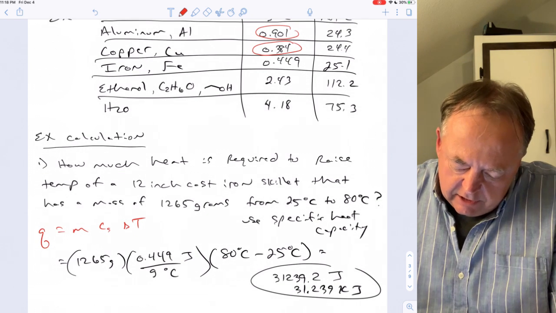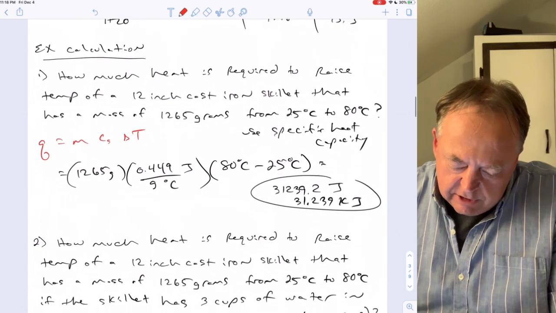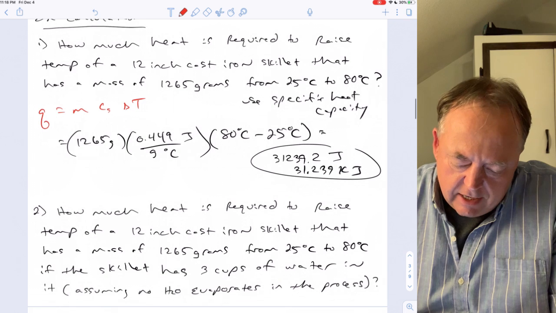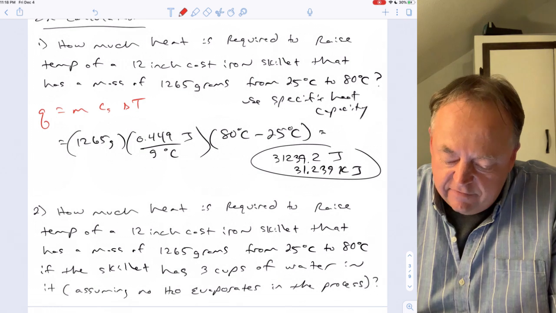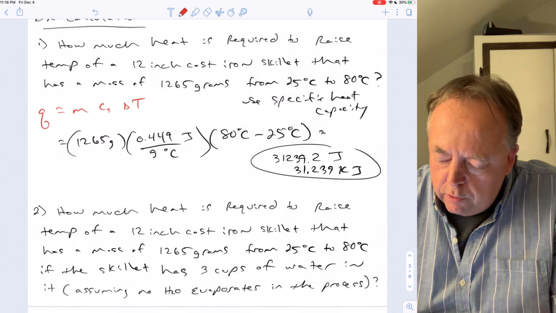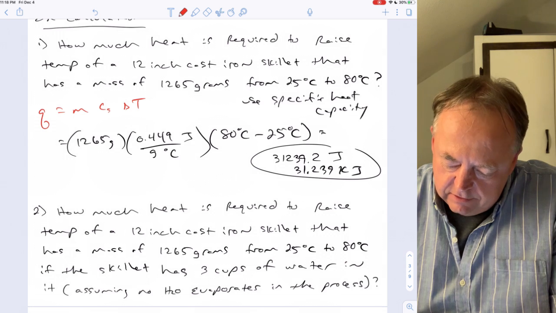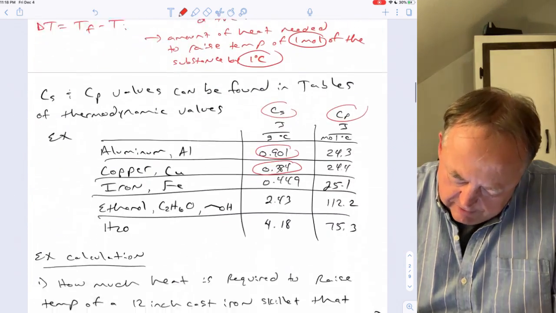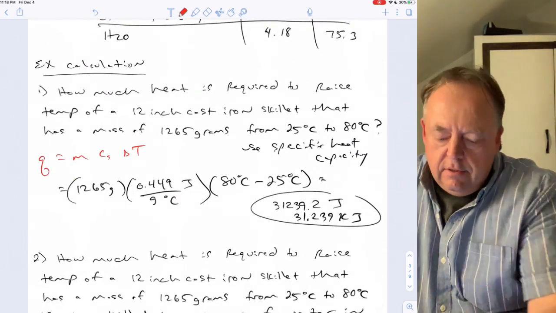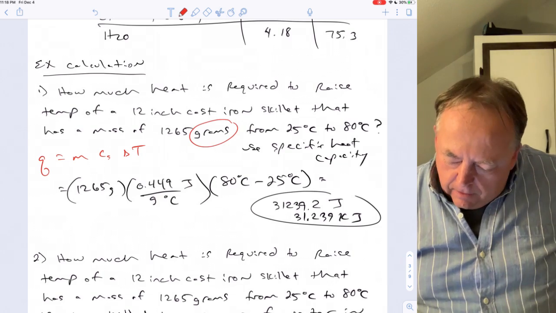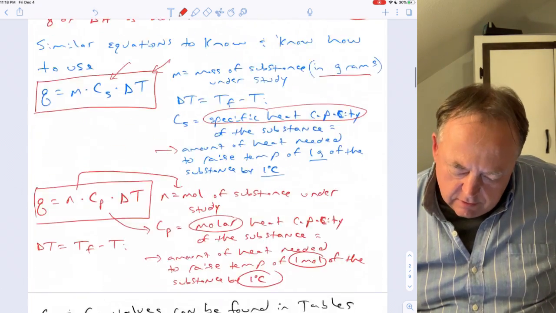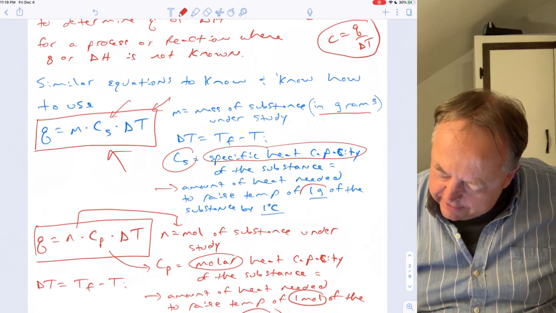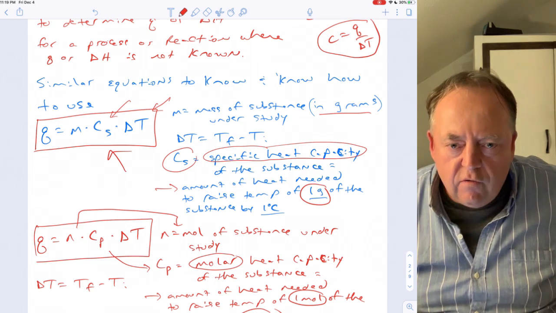Okay, so let's take some example calculations. How much heat is required to raise the temperature of a 12-inch cast iron skillet that has a mass of 1,265 grams, if you want to raise the temperature from 25 degrees Celsius to 80 degrees Celsius? Which of these equations do you use? Well, you were given grams of substance, so you're going to want to use this equation, because here the specific heat capacity is dealing with grams.